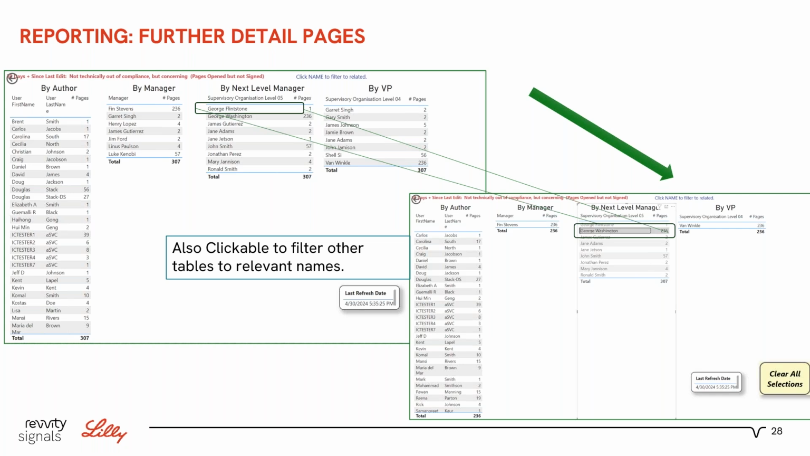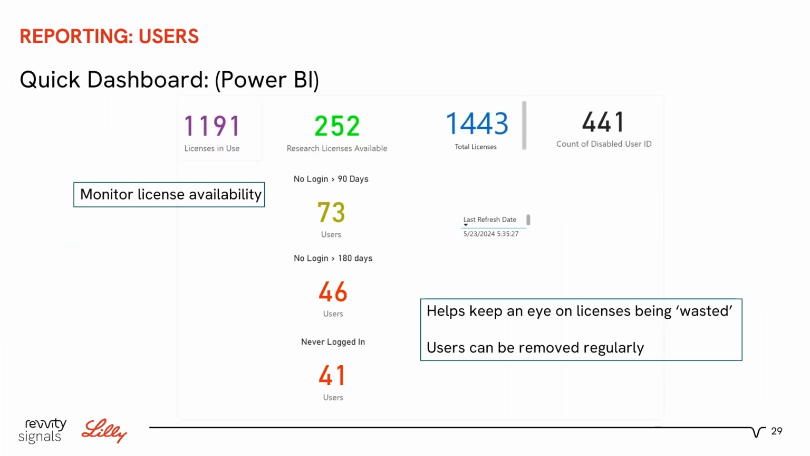So next page, please. We've also got a users dashboard that lets us just take a quick glance, and it's reporting users in Signals Notebook. And so we can see how many licenses we have in use, how many licenses are available, the total licenses we have in this environment. I also count the disabled user IDs so we can see how many users we've had either leaving the company or going to a different position.